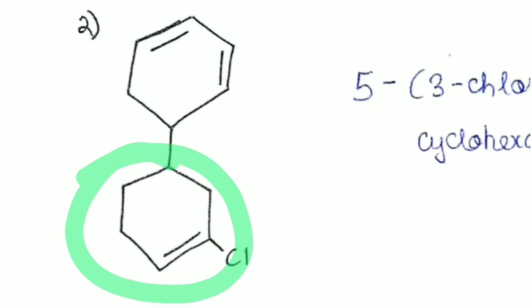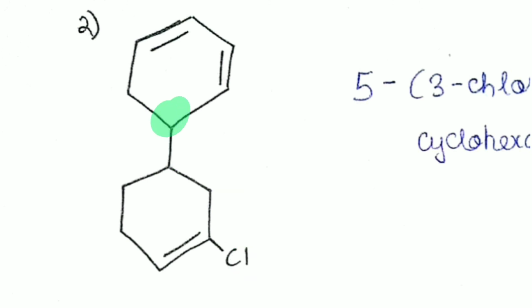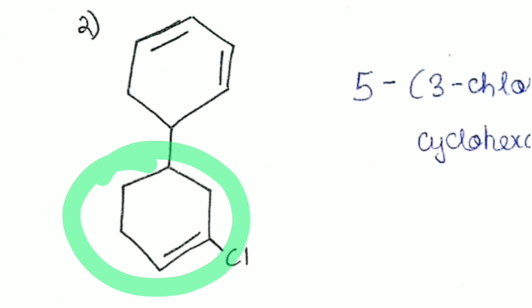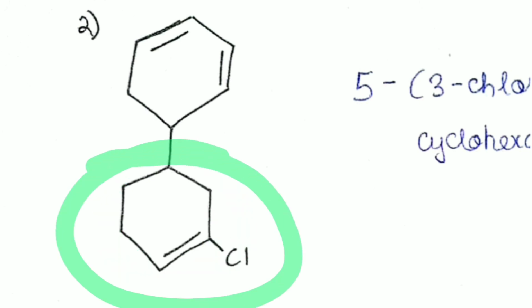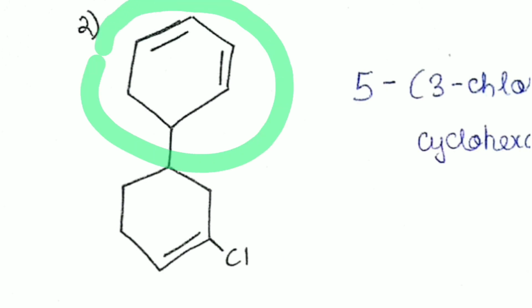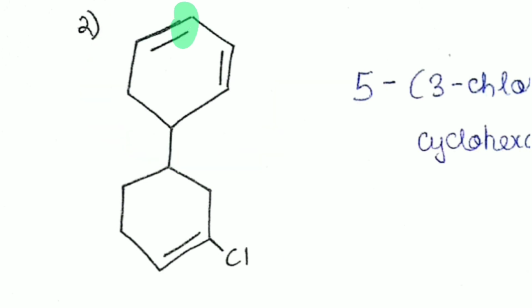It's going to be 5. Then open the bracket, write the name of the substituent. 3-chloro-cyclohex-3-enyl. Then close the bracket, name of the substituent, we are done with it. Then cyclohexa-1,3-diene. That's the name of this compound, guys.